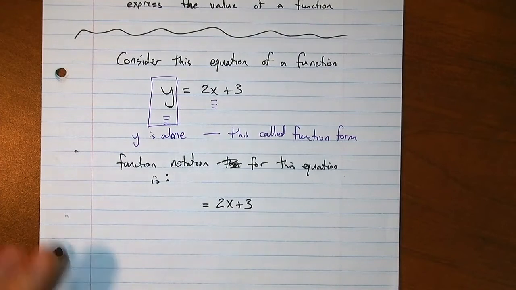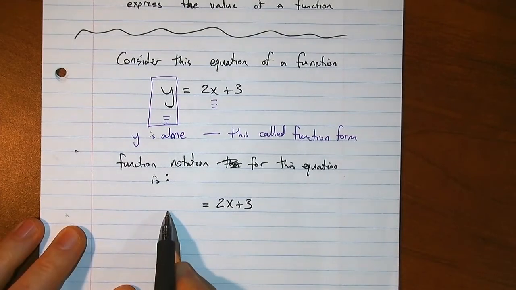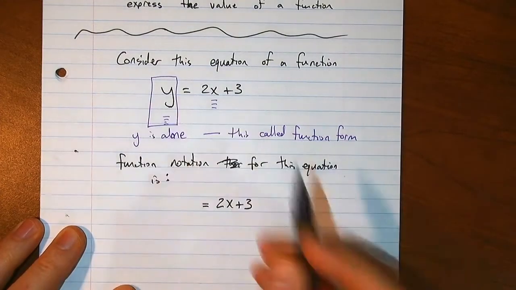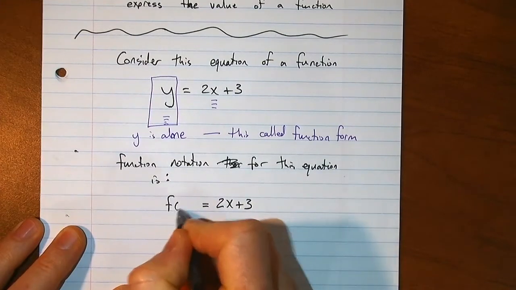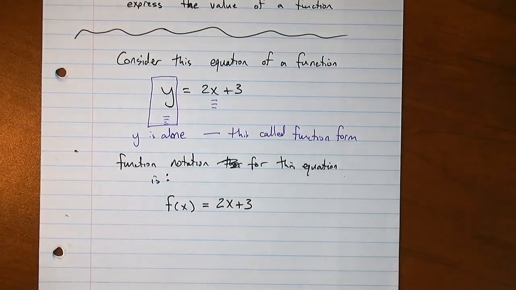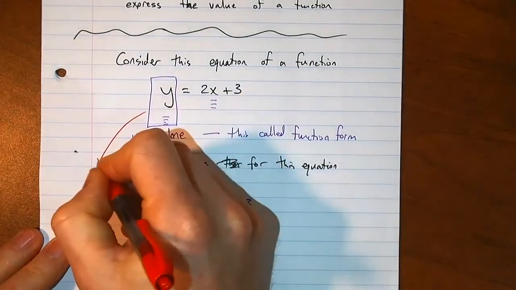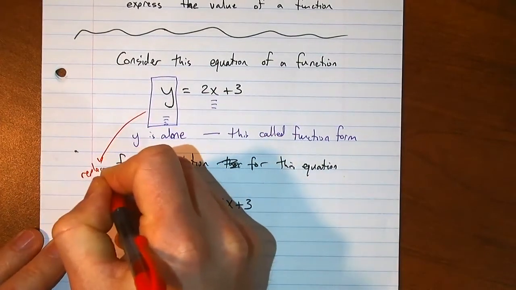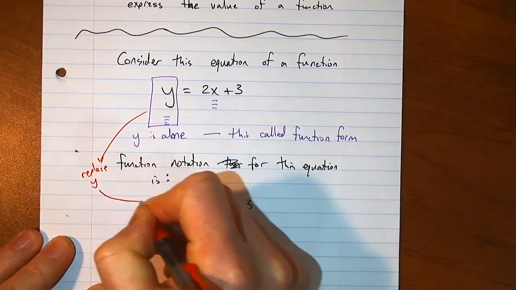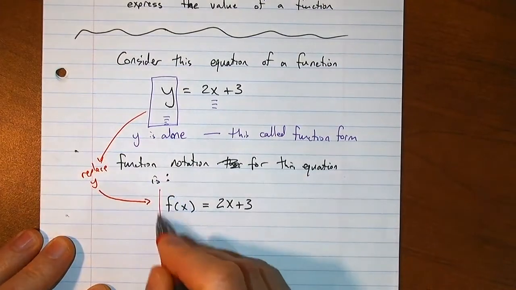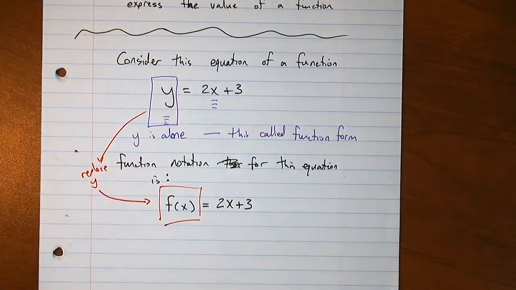The only thing that changes is the part on the left-hand side. Where I used to have a y, now I'm going to have something that looks like this. Okay? That's what ends up on the other side. So the y gets replaced with this stuff right here. And then everything else is the same.